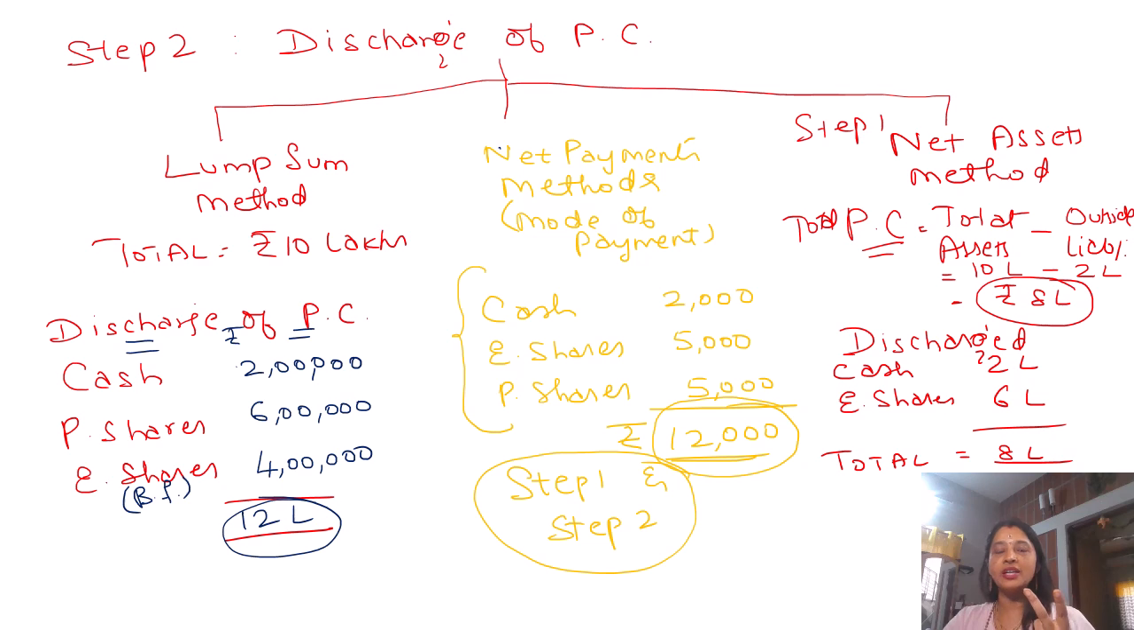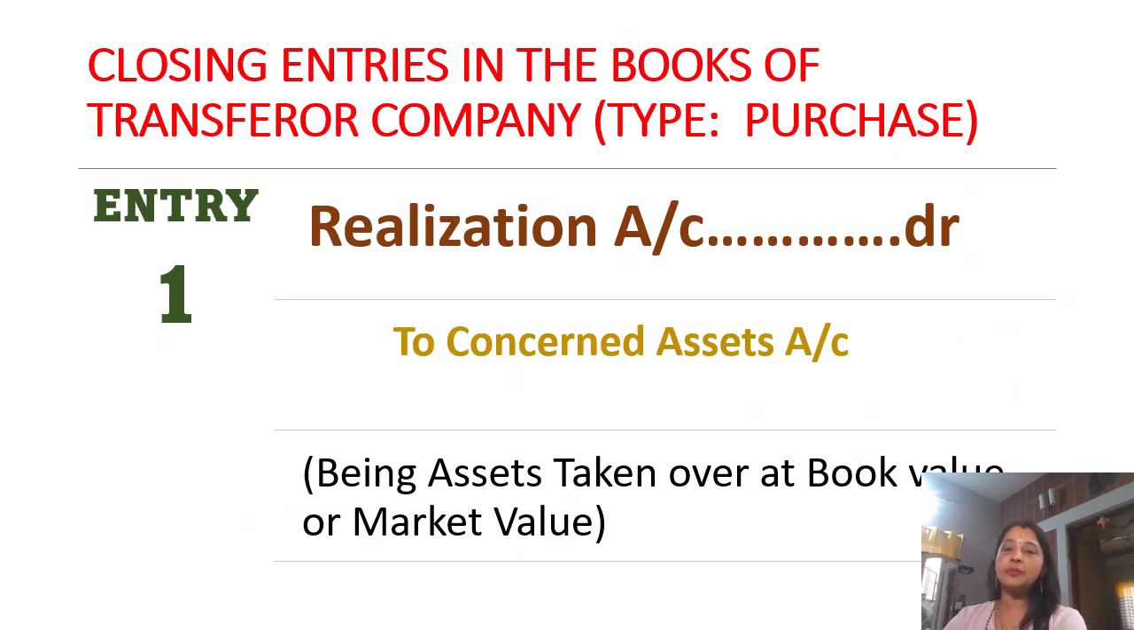I said I will not repeat, but from now on I will not repeat. Step 3 is we close the books of transferor company. When you are closing the books of transferor company, you should make a proper distinction between amalgamation in the nature of purchase and amalgamation in the nature of merger. In this video, I am explaining only amalgamation in the nature of purchase. I will explain merger in another video so that it becomes easy for you to make a differentiation between amalgamation in the nature of purchase and merger. Now there are 13 entries.